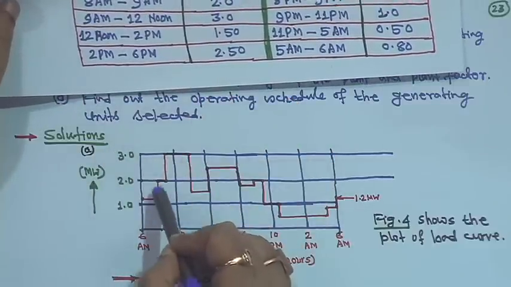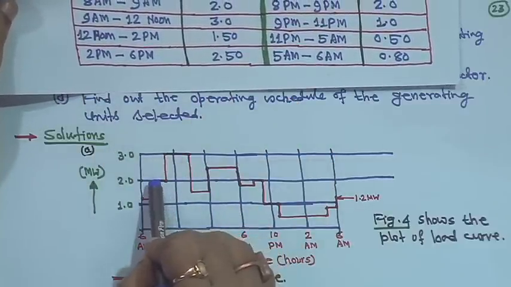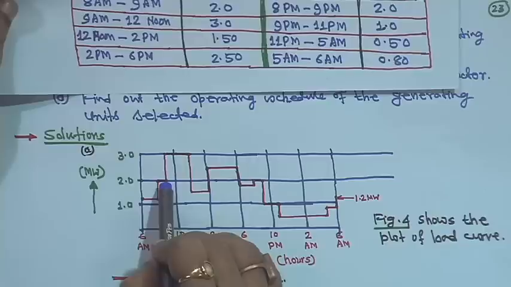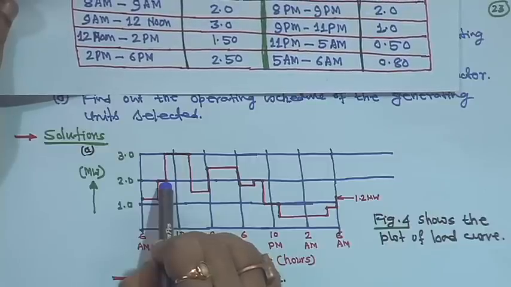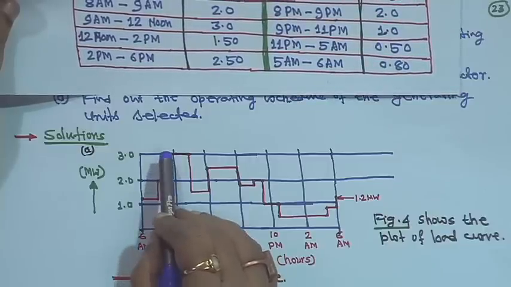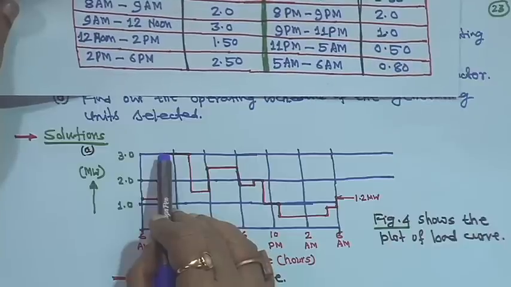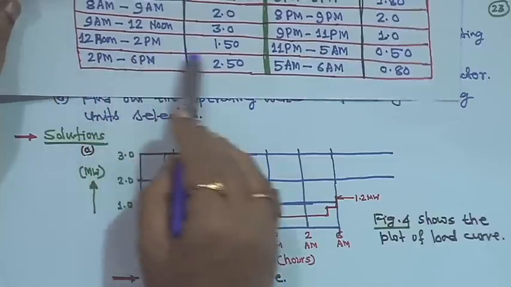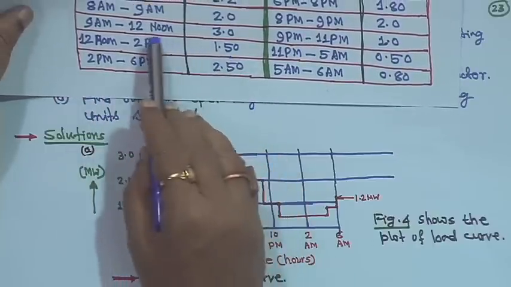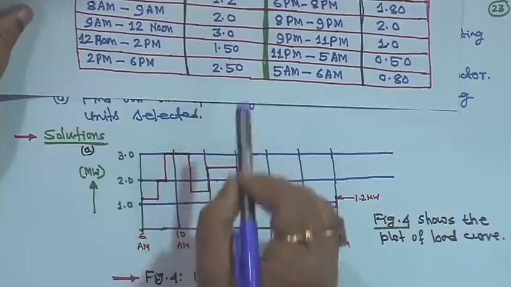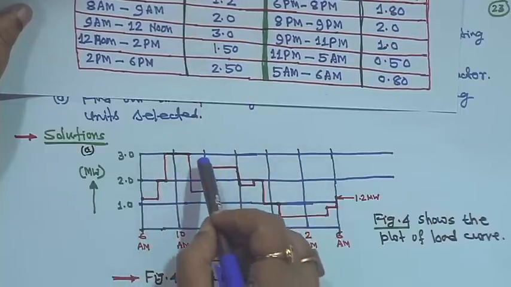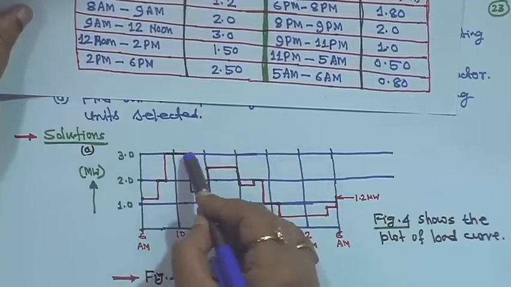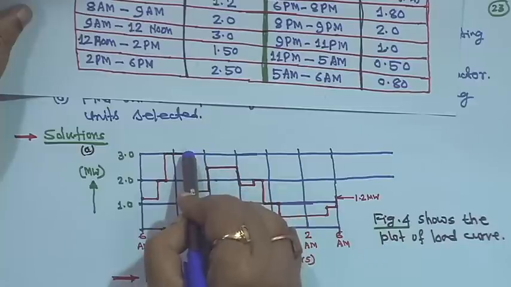So, here it has gone to 2 megawatt, and it is 8 to 9, just 1 hour. And again 9 am to 12 noon is the peak; if it is going to peak, it is 3 megawatt. And 12 noon is somewhere here, it is 3 megawatt.